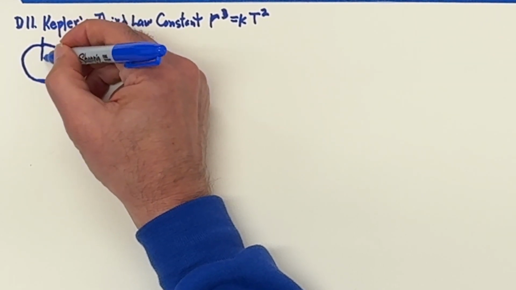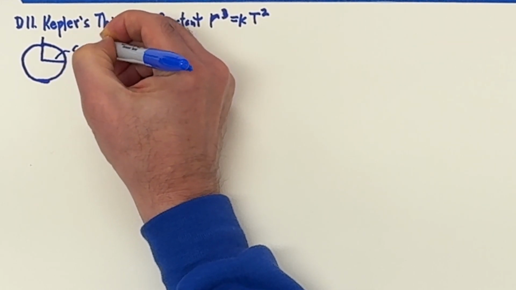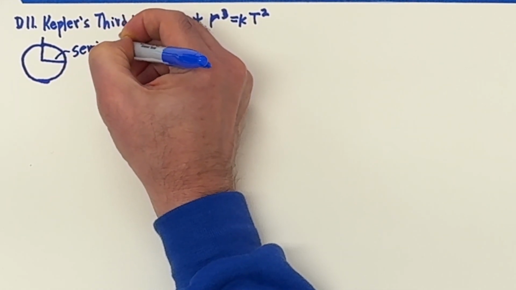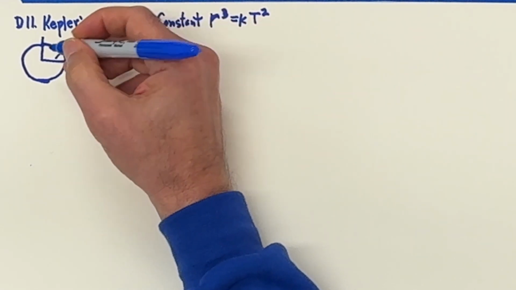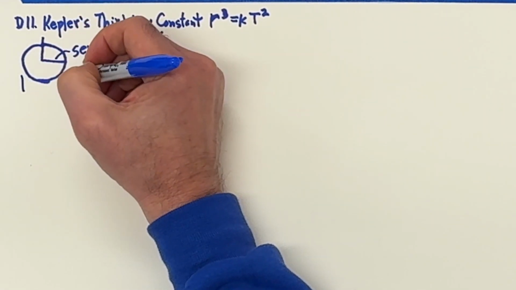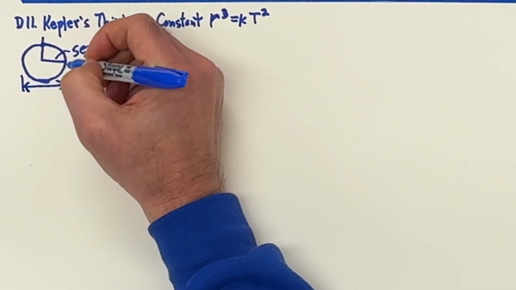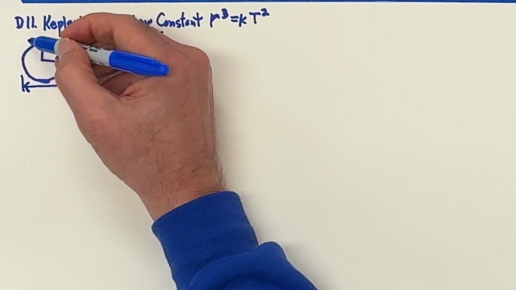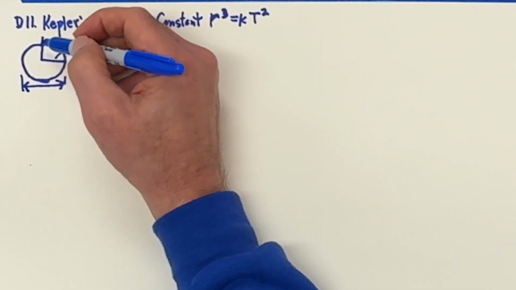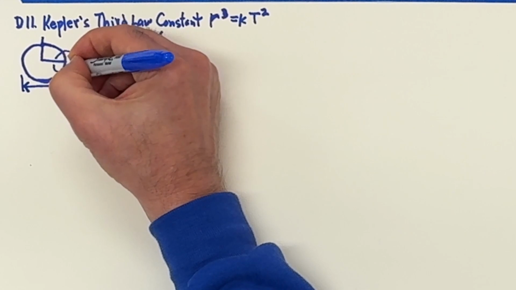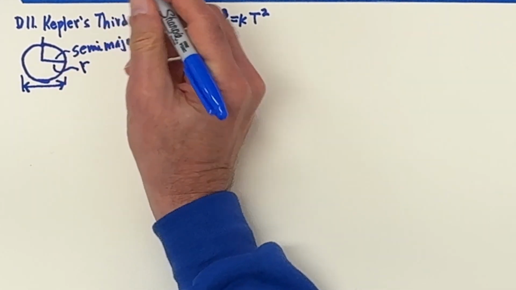So with an ellipse, you have here a semi-major axis. The major axis for the ellipse is this long one. And then the minor axis is the shorter one. This is semi-minor. And it's this value here, the semi-major axis, that is your R.